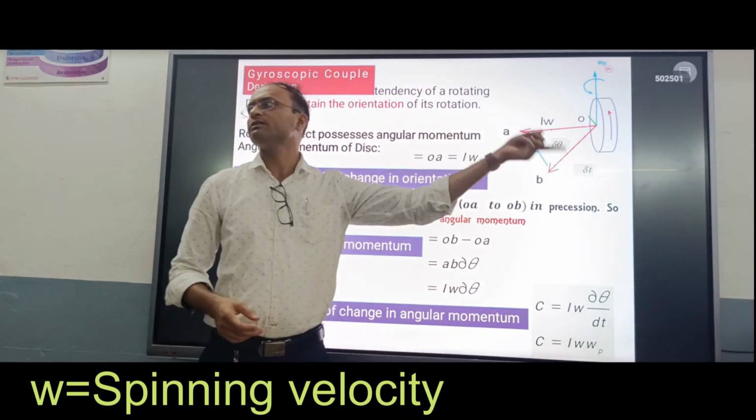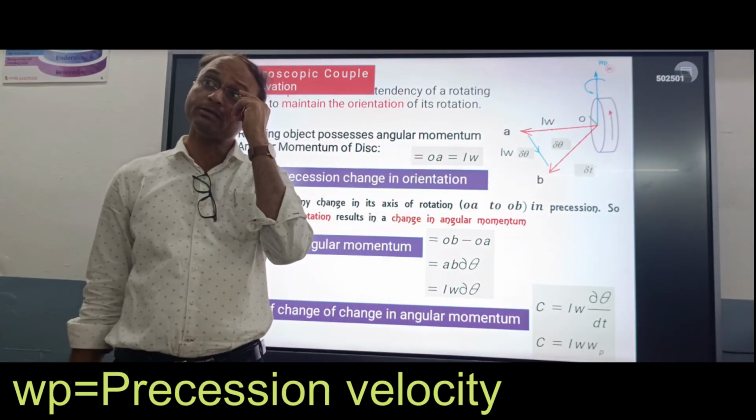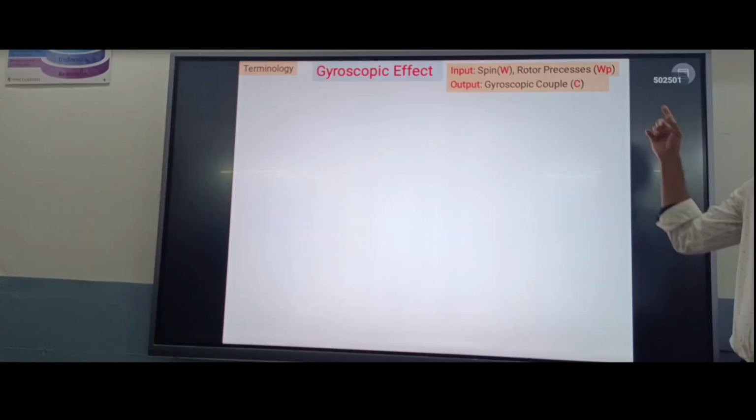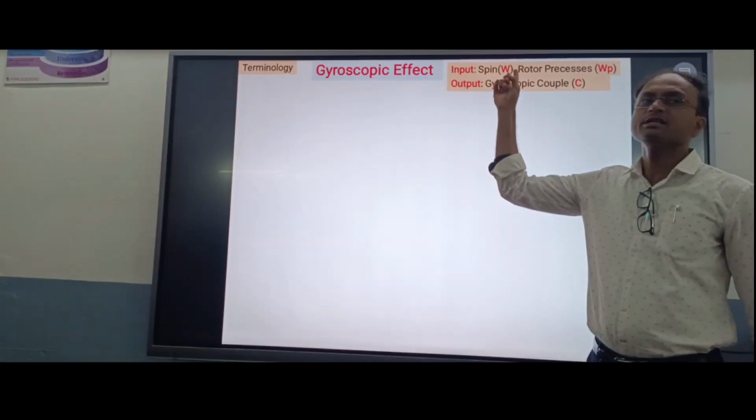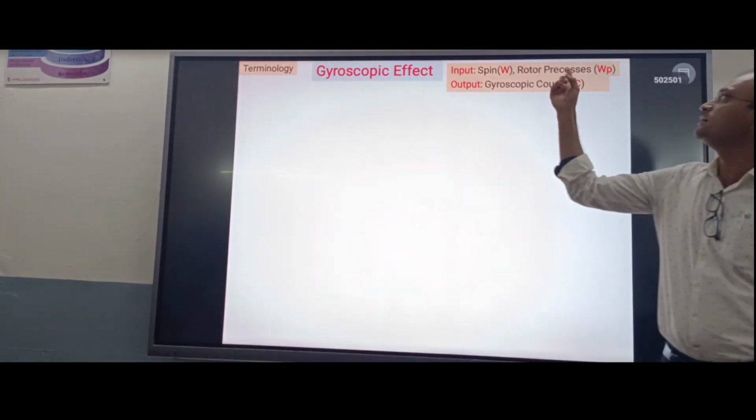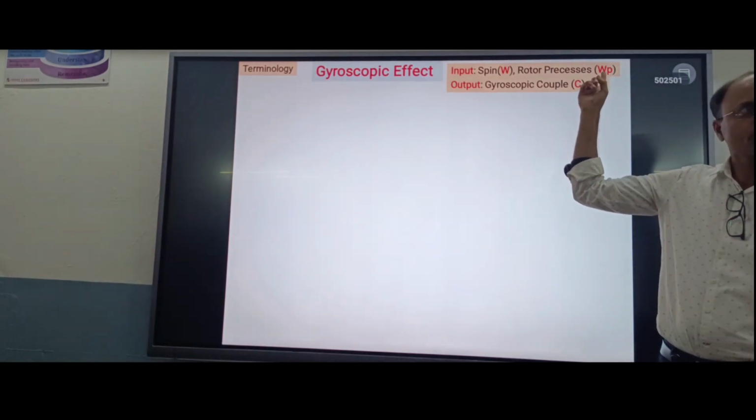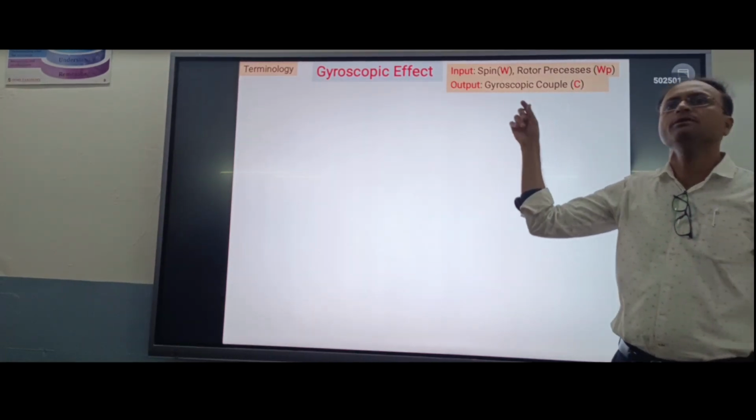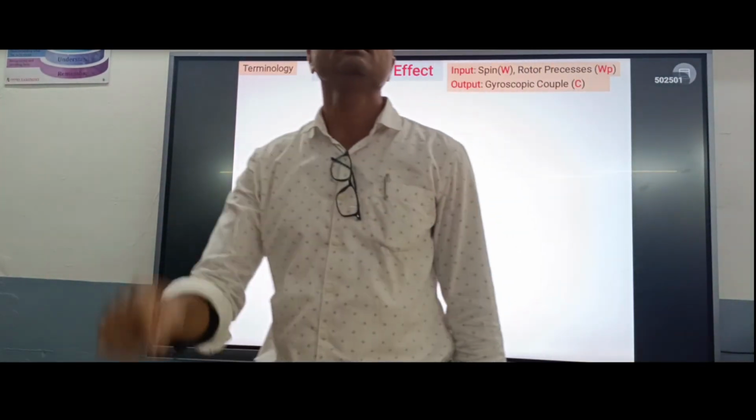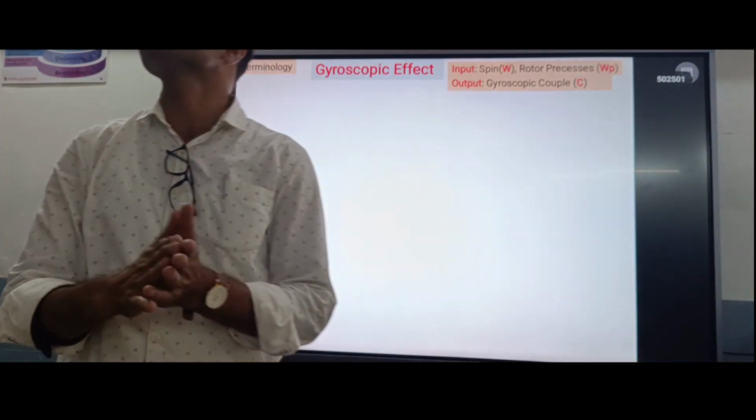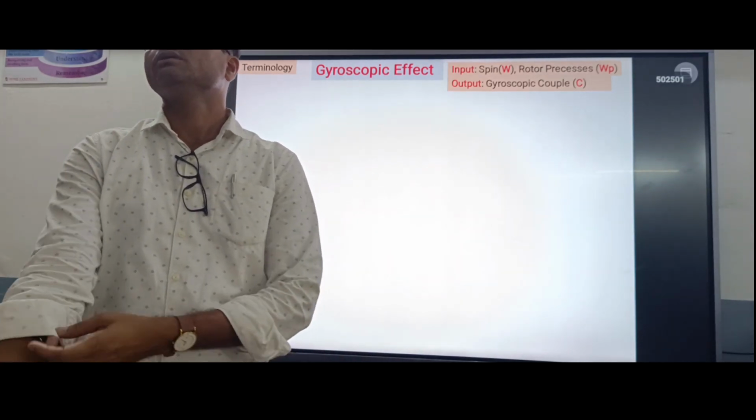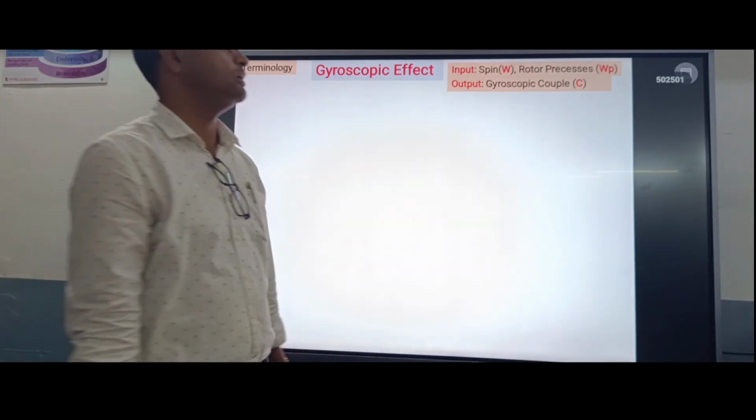Angular velocity of the disc. Omega p is velocity of precession. So as I told you, when input is spinning velocity and rotor precesses, it takes a turn. What is output? Output is gyroscopic couple. So here C is called as gyroscopic couple.